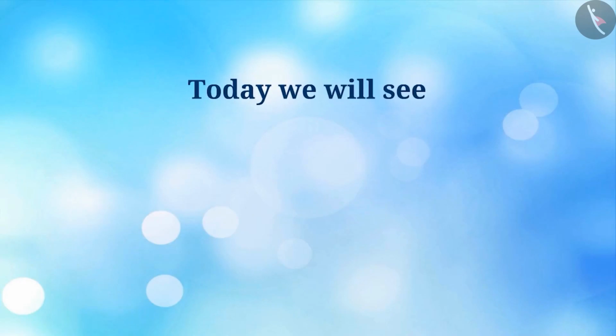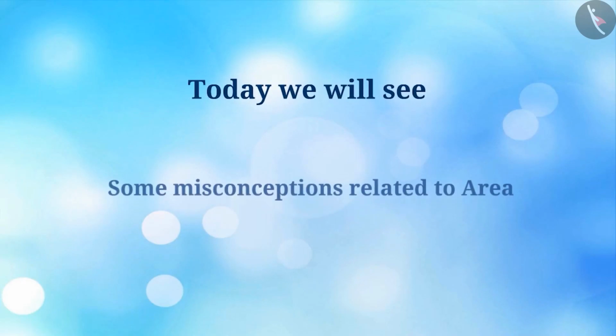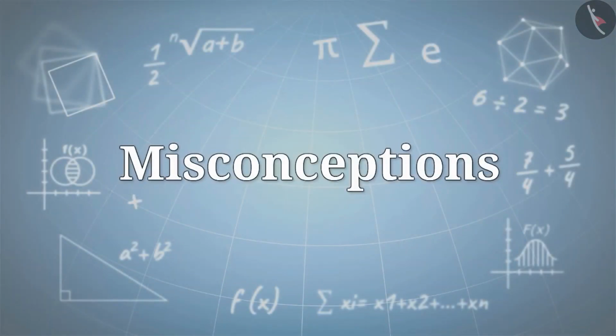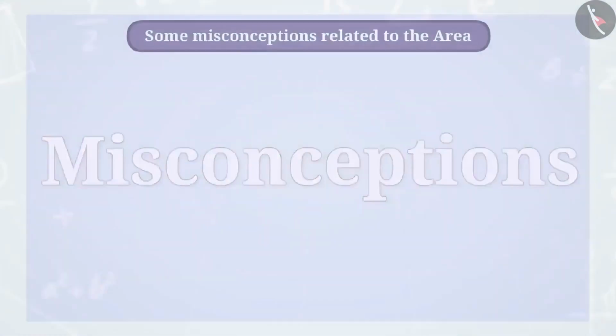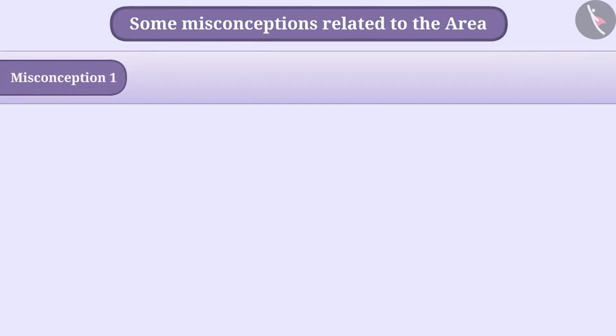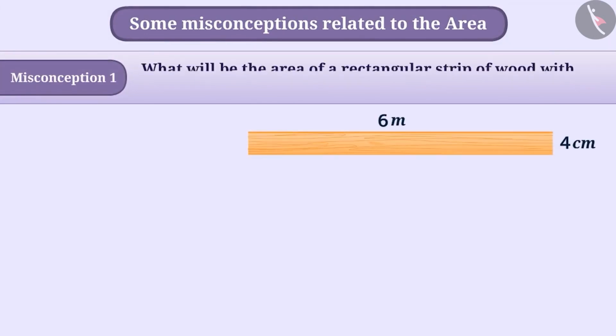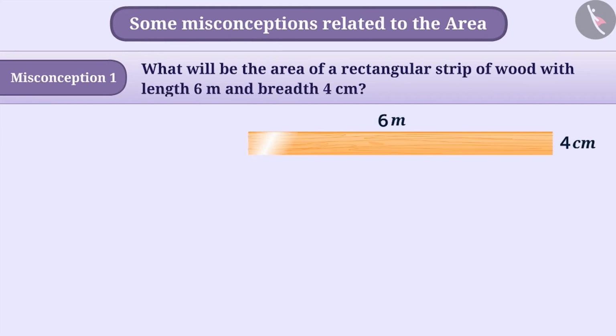Today we will see some misconceptions related to area. Misconception 1. What will be the area of a rectangular strip of wood with length 6 meter and breadth 4 centimeter?